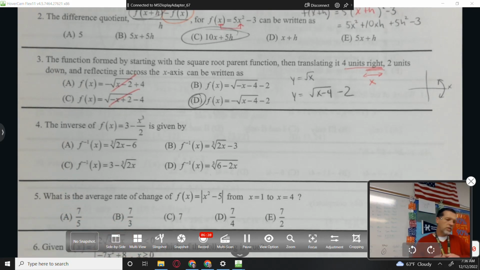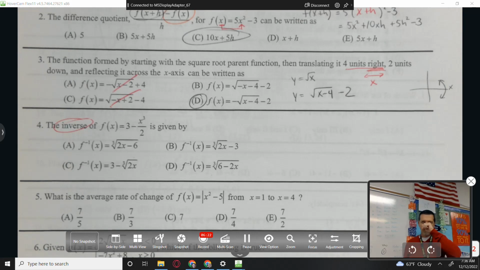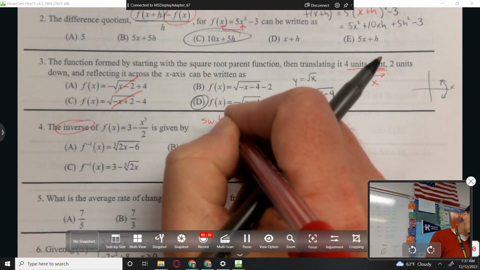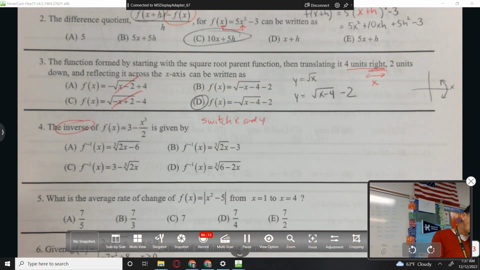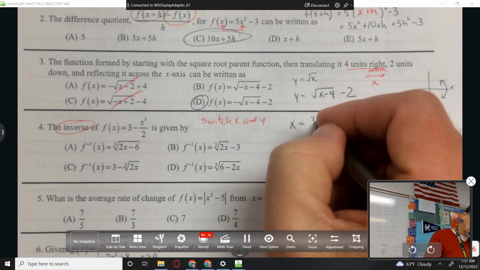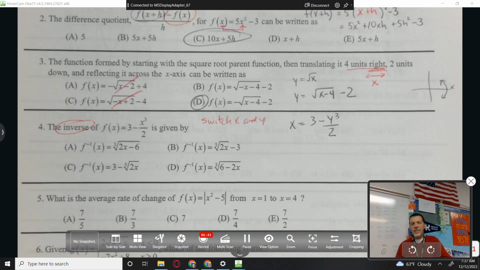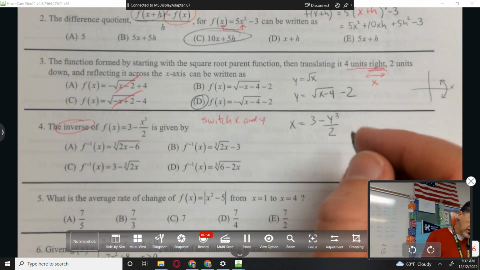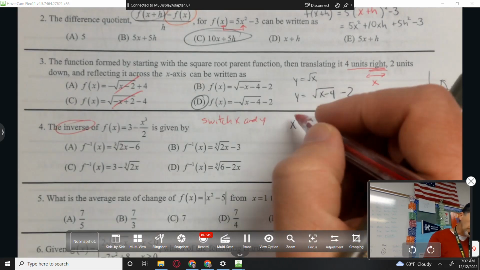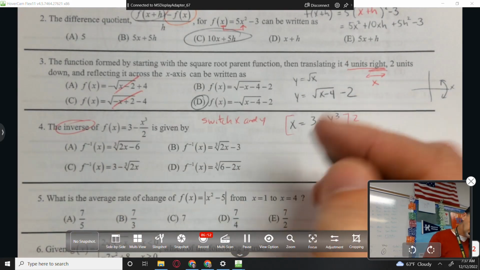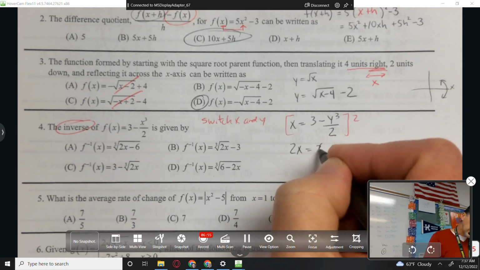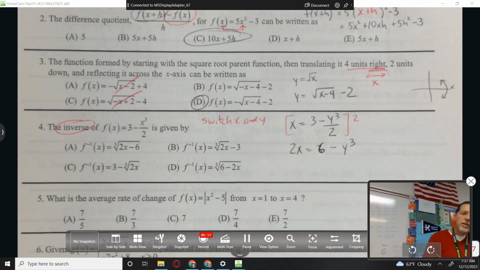Number 4, inverse. What does inverse mean? Do you remember how to find inverses? Switch x and y, and then solve for y. So x equals 3 minus y cubed over 2. So that is the inverse, but I've got to solve for y. So I think I would multiply through by 2 to get rid of the fraction. So 2x equals 6 minus y cubed.